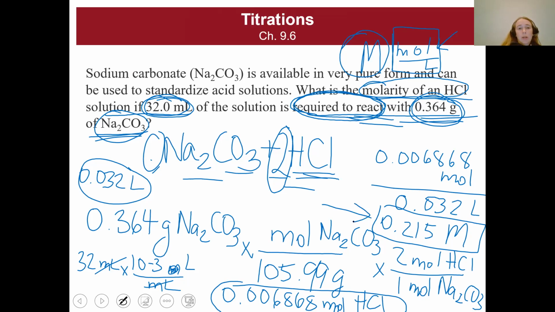We didn't need our products. We used our mole ratios of our reactants because we only cared about how much was required to react. We didn't care about what we were making. Okay, cool. I'm done with that one.